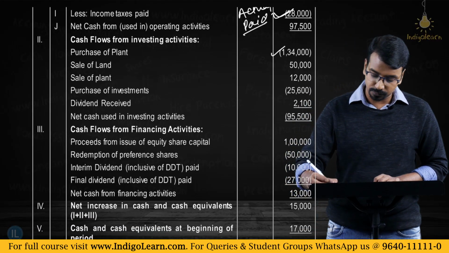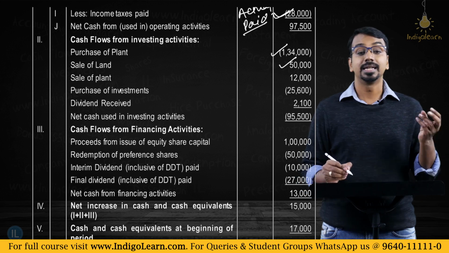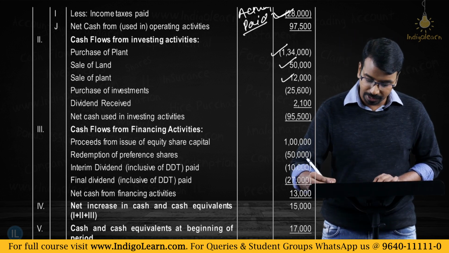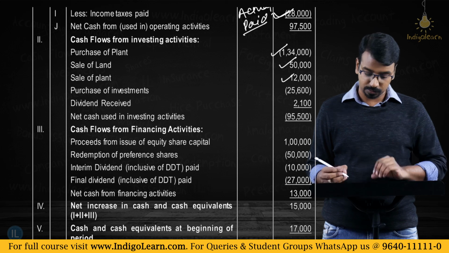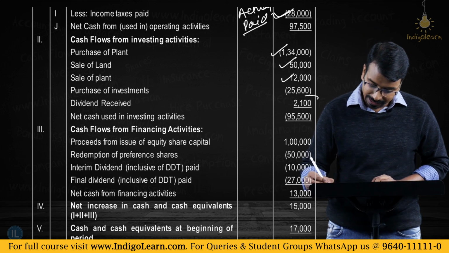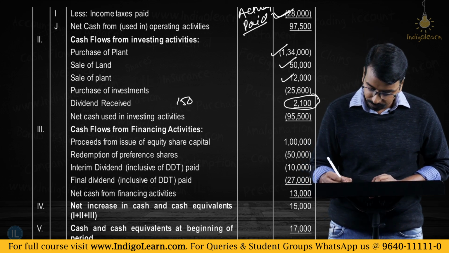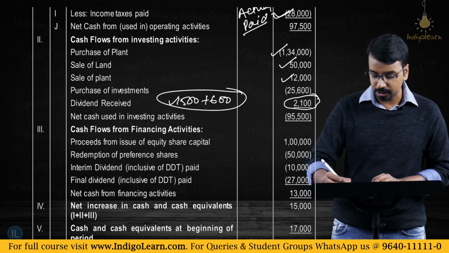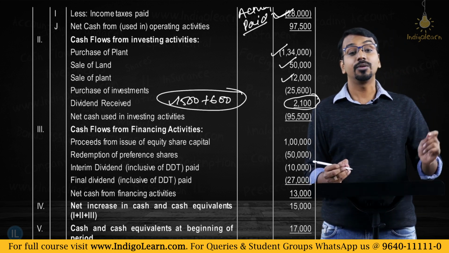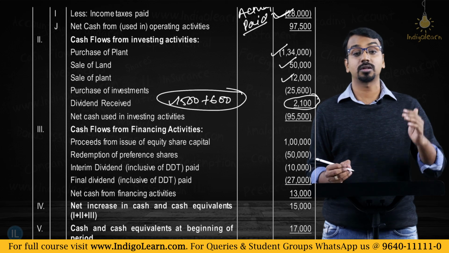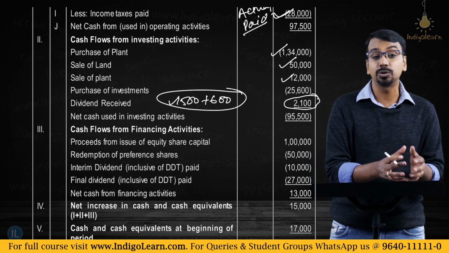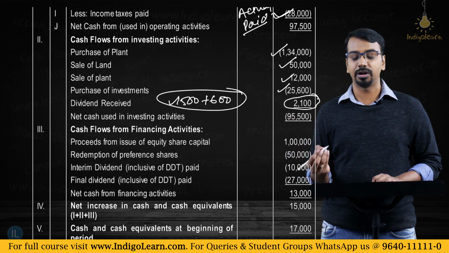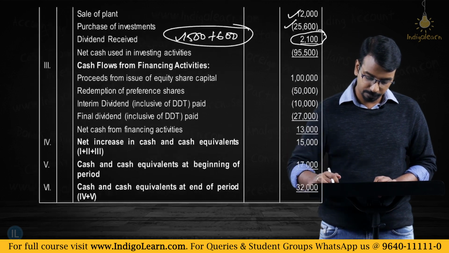Then from our working notes, we know 134,000 of plant was purchased. Sale of land, the information is directly given in the question. Then we had a sale of plant worth 12,000 rupees. Then dividend received, the entire 2100, that is 1500 plus 600. Don't make the mistake of only considering 1500. You have to consider even the part which has been credited to cost of investment, because that has actually been received. Then purchase of investment, we had done a working note, 25,600, which is straightforward.